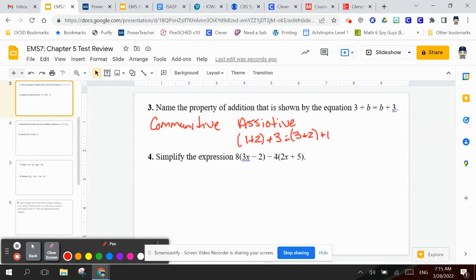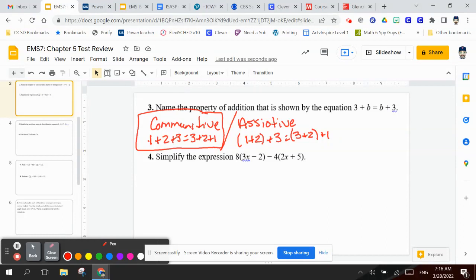In commutative, you just simply flip your numbers around. So 1 plus 2 plus 3 equals 3 plus 2 plus 1. So in this case, with our numbers being switched around, this is the commutative property of addition.